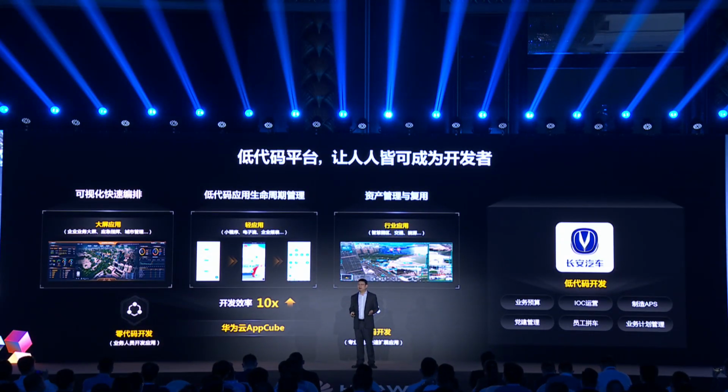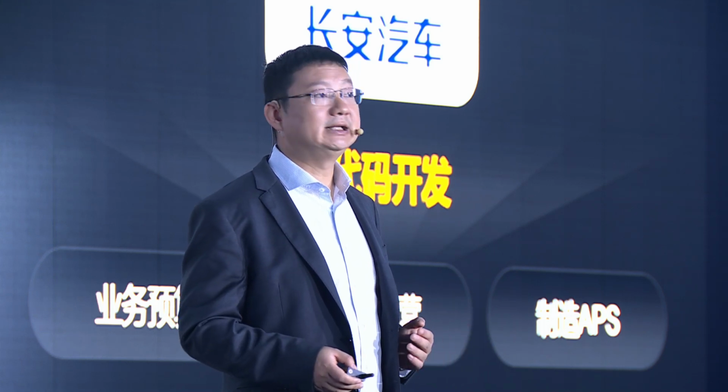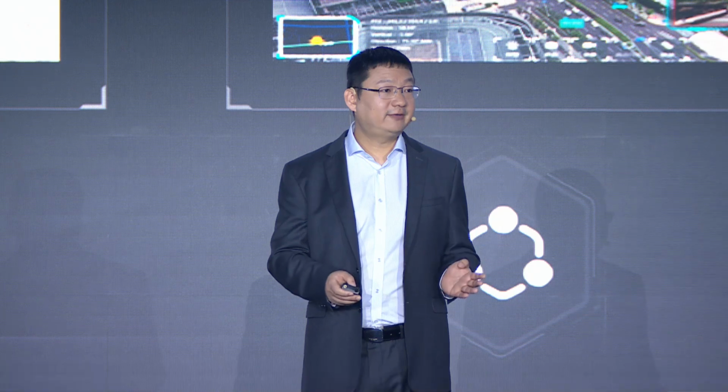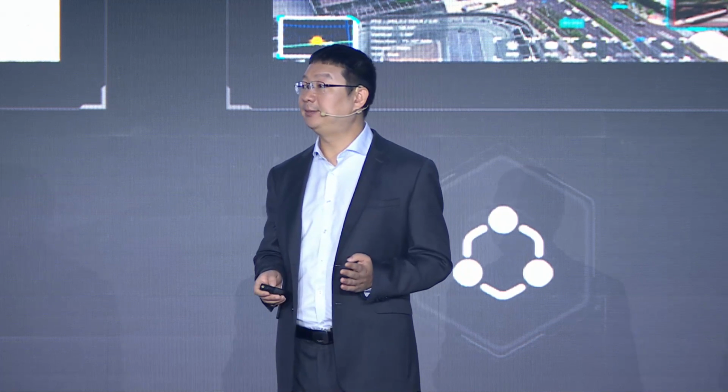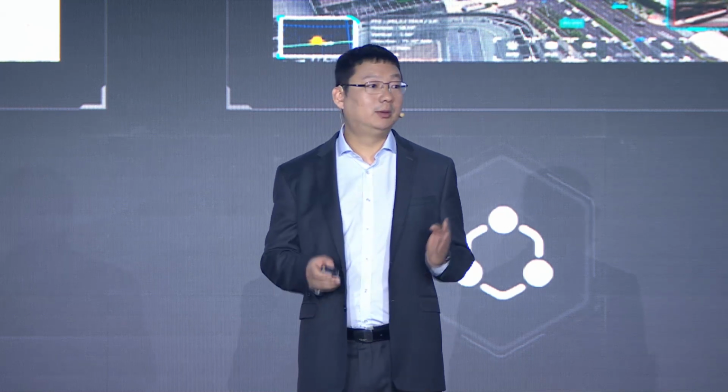In recent years, low-code development technologies have been developing rapidly. According to Gartner's report, 75% of large enterprises will use low-code development tools for development by 2024. Huawei Cloud AppCube provides more than 40 types of basic UI components, more than 100 industry assets, and then developers can develop enterprise applications by writing a small amount of code or even without code, improving development efficiency by over 10 times.